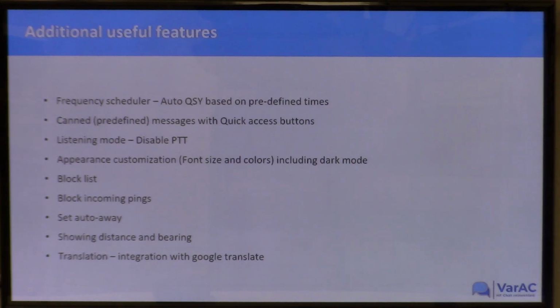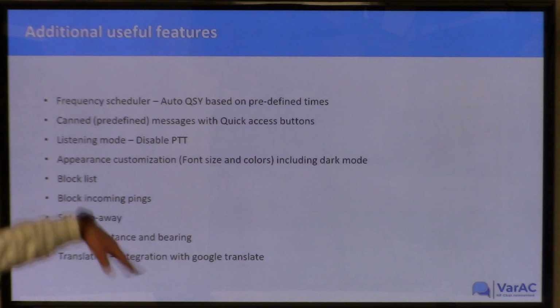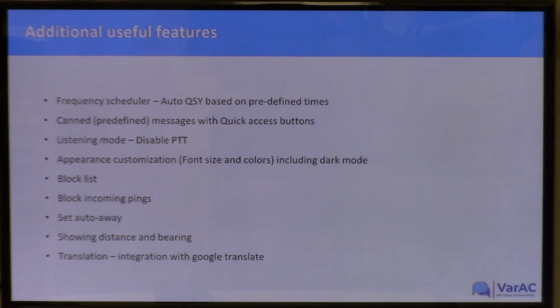Now there's other cool features. Like I said, if you're going to do beacons, you're going to leave the thing on all day long, there's a frequency scheduler. You can say, okay, at 0700, I want to switch to 20 meters. At 2230, I want to switch to 40 meters. And it will force the radio to do that. It has, like I said, canned messages. You can disable the PTT. You could use VOX, but that wouldn't be really too good.